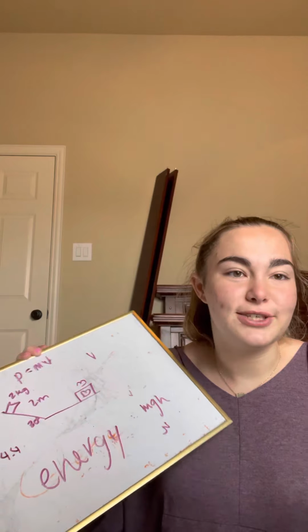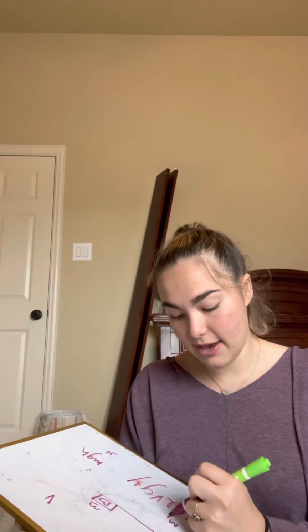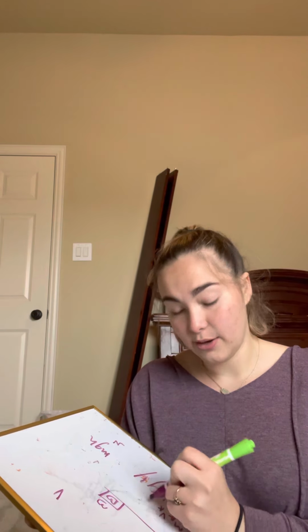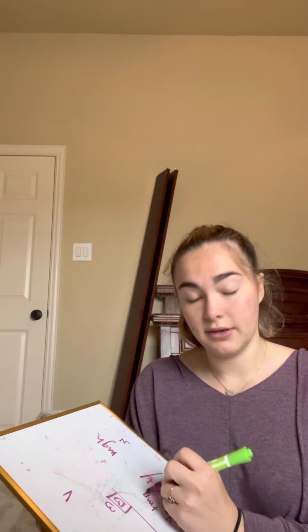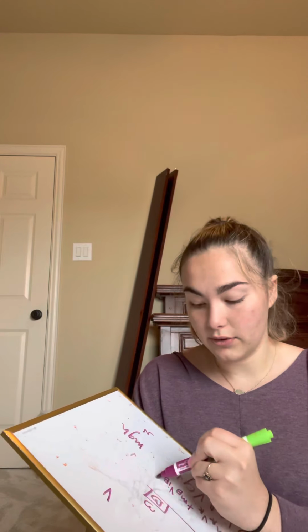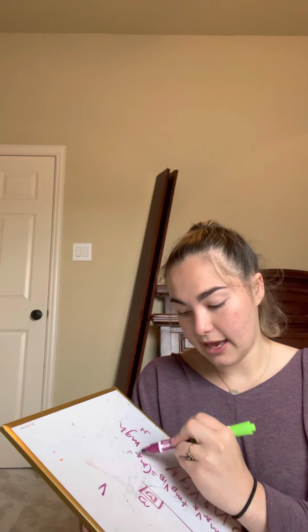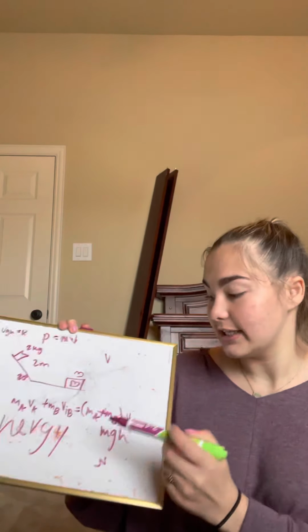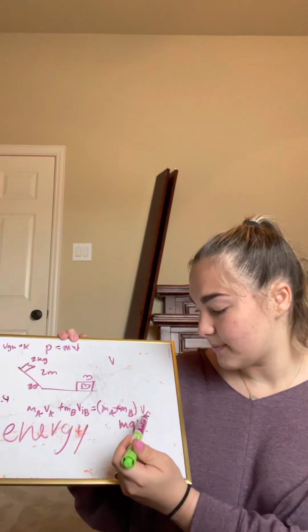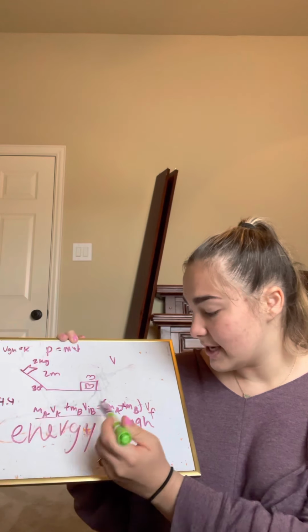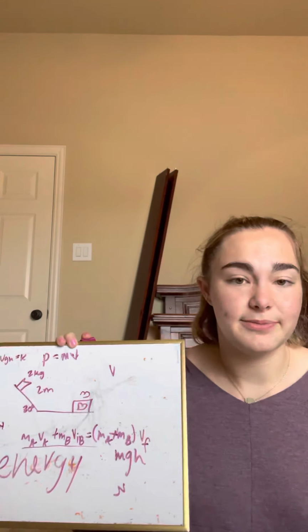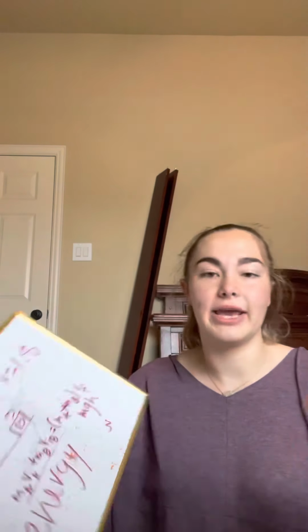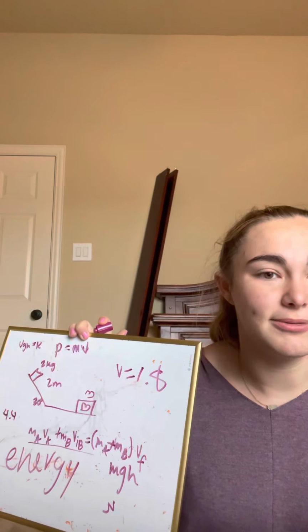And then we're going to move on to m_A v_A plus m_B v initial B equals m_A plus m_B, because they're going to stick together, times the final velocity. In order to get this by itself, you're going to divide by mass A plus mass B. And then you're going to get a beautiful velocity of 1.8. And that is how you do that problem.